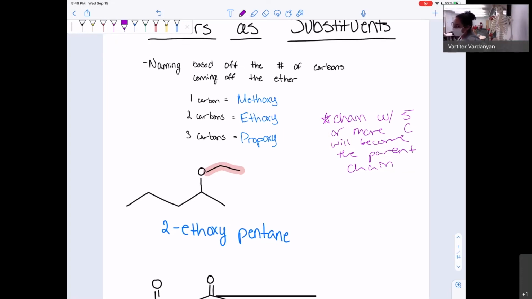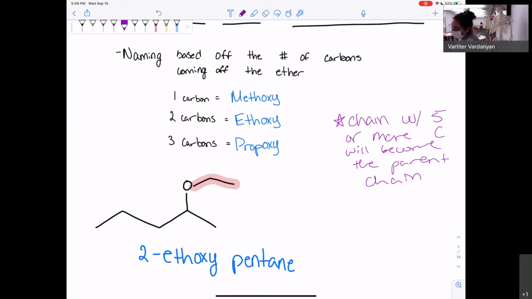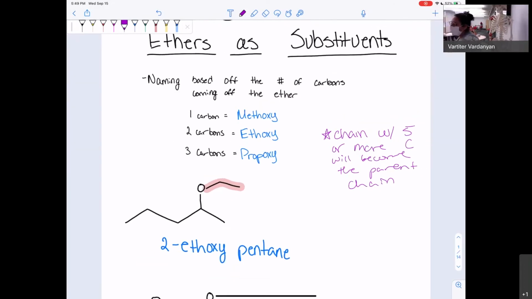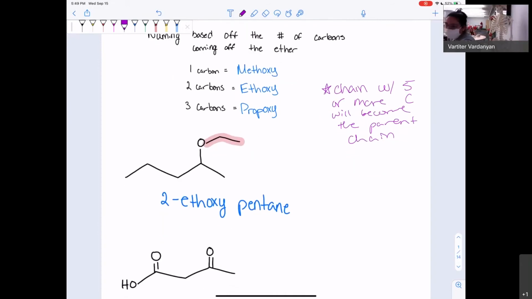So, if it's a substituent, this is pretty straightforward, what I have written here, but we're going to name based on the number of carbons that come after the oxygen. So in this case, we have our parent chain, that's a pentane. And we have 2 carbons coming off of the oxygen. So we're going to call that an ethoxy. So eth for the ethyl, oxy for the ether functional group, and then pentane.